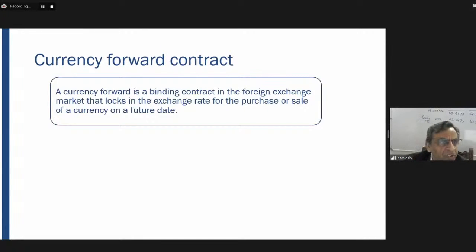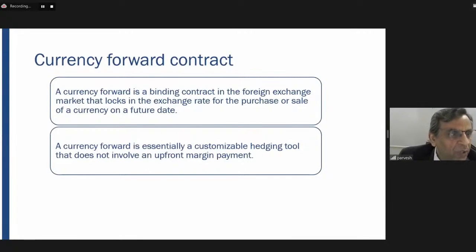So basically, today we decide what the rate is going to be in future, say after 1 month or 2 months, and that rate remains the same. When the time comes, you get your foreign currency at that rate. Either you pay, or you receive your money in the home currency when you sell the foreign currency on a future date. So currency forward is essentially a customizable hedging tool.